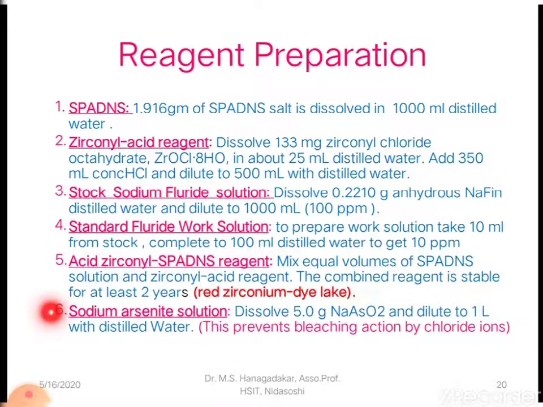Then point number 6, we need sodium arsenate solution. The purpose of using this is what? We need to prepare 5 grams of sodium arsenate diluted to 1 liter in distilled water. It is used to prevent the bleaching action of chloride ions if your water contains chloride. Otherwise, it will also interfere in fluoride analysis.